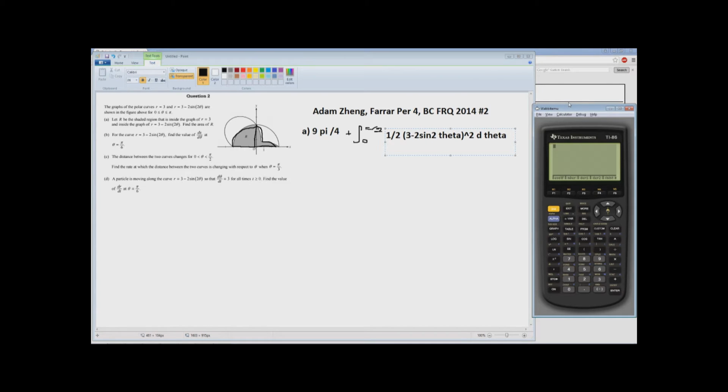Well, we have our TI-86 here, and how we evaluate this is first go to CALC, second divide, and then pick F5, which is fnInt. So the first parameter is plugging in the function, which would be half times r, which is 3 minus 2 sine of 2. I don't see a theta on this, so we can just use x. 2 sine 2x, and then square that.